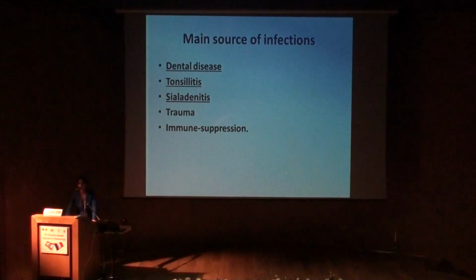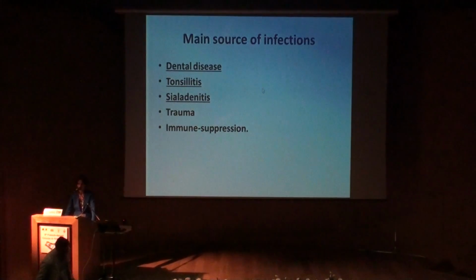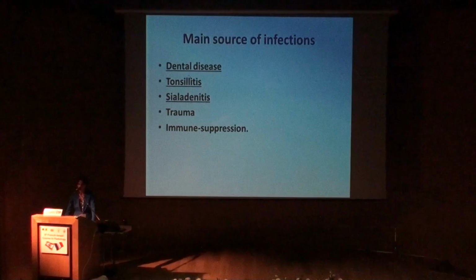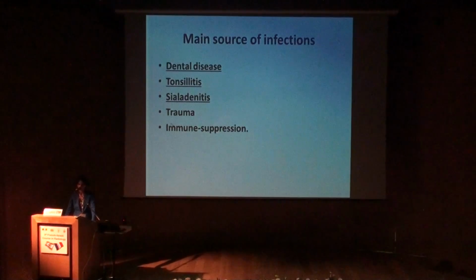So let's move on from the anatomy and general idea to the actual disease. So what are the main sources of deep neck infection? Most often dental disease, then tonsillitis, and we can also have trauma, and of course patients with immune suppression. You can also include IVDA, IV drug abusers, which is a kind of trauma. And we're going to talk about those three.